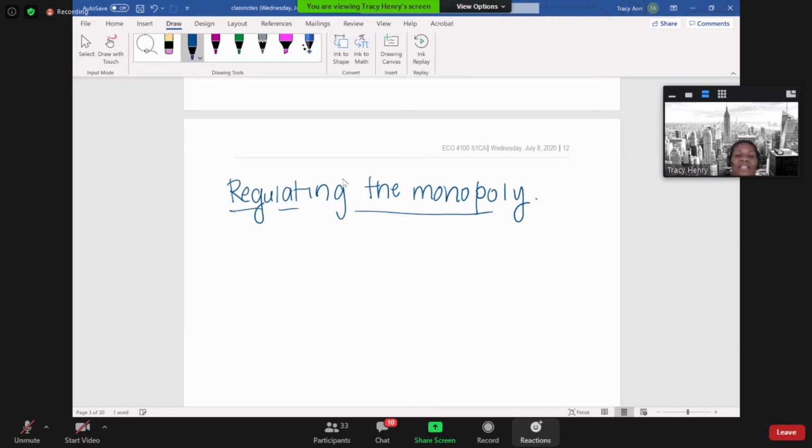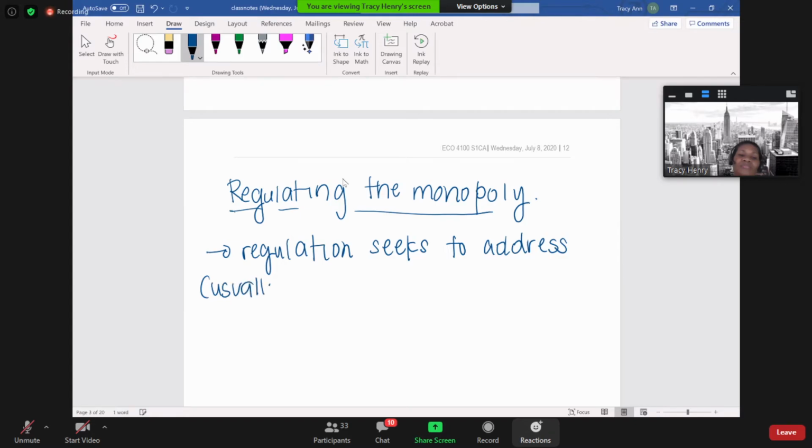So your regulation, and this is usually, right? We're not going to get into the political aspects of it, of whether there's some political reasons why you're regulating or not regulating.